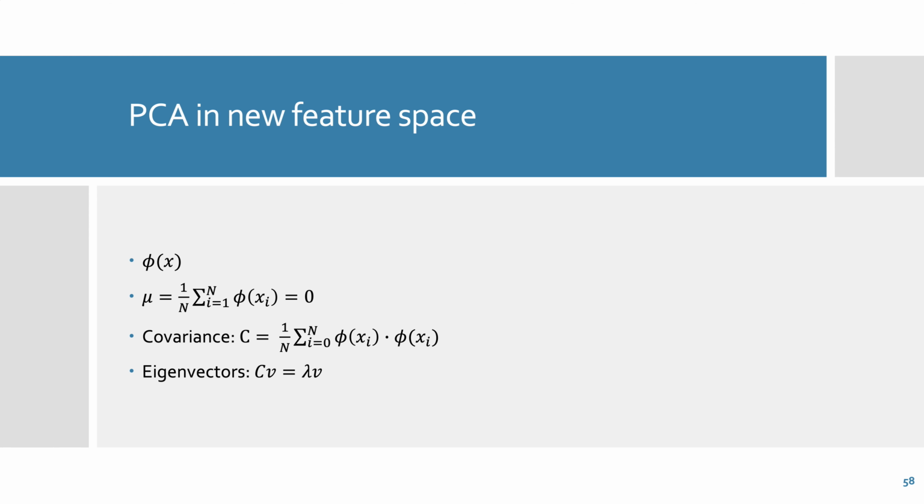How do we do PCA in the new feature space? Well, we have our new samples. Instead of x, we have phi of x. And we need to make sure that the mean in the new feature space is 0. This is easy to do by just subtracting the mean from each sample. So we're going to assume the mean is 0. We calculate the covariance matrix by taking dot products between samples. This is the same as z transpose z before. Try to convince yourself of that. I'm just using C here to represent the covariance matrix, and we need to calculate the eigenvectors of C.